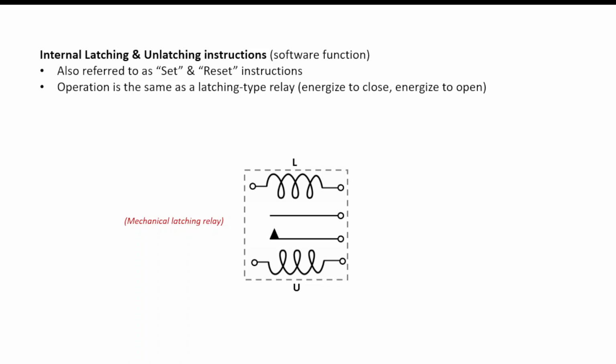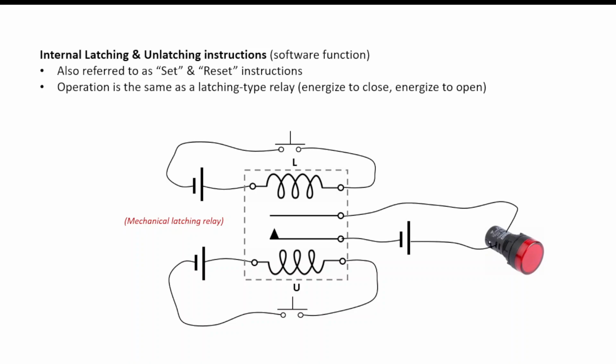Internal latching and unlatching instructions, again, these are software functions, and they're also referred to as set and reset instructions. Operation is the same as a latching type relay, where you need to energize to close and energize to open. So I'm just going to go through a brief example of a mechanical latching relay just so we remember how that operation functions. So there are two separate coils, a source for each component here, and there's a light that is going to be turned on, and a push button here for unlatch, and a push button here for latch.